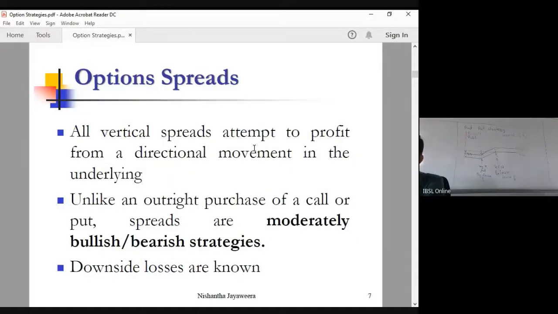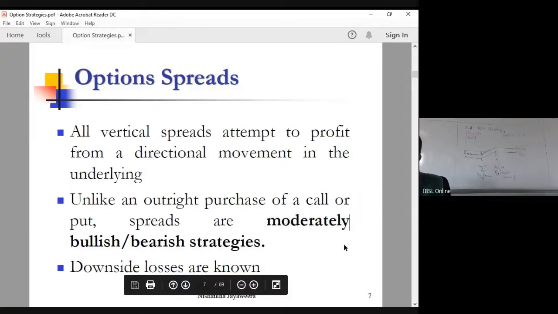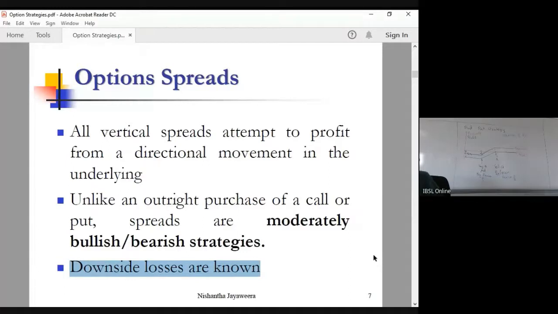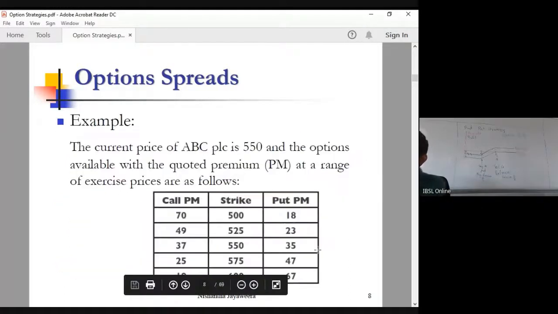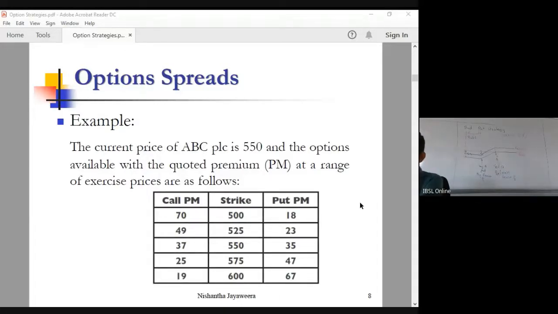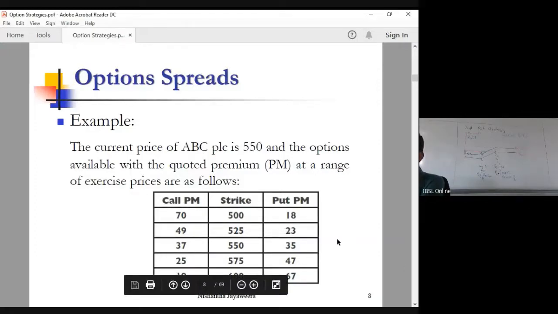As I explained earlier, in these vertical spreads, we attempt to profit from a directional movement. That means either price is going up or going down, but with a moderate amount. And the other thing is, the downside loss is known. We know what the maximum loss is. Even in this, you can see we know what the loss is. That is the strategy that we use. Okay, this is an example.